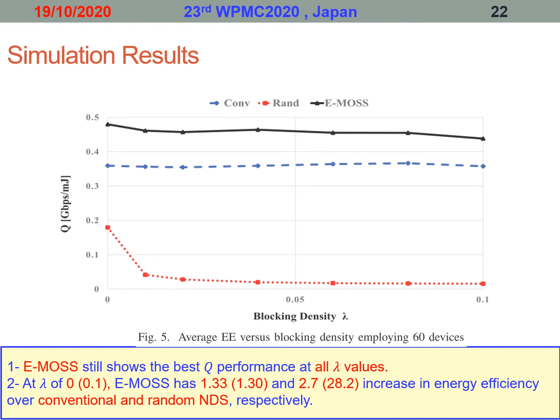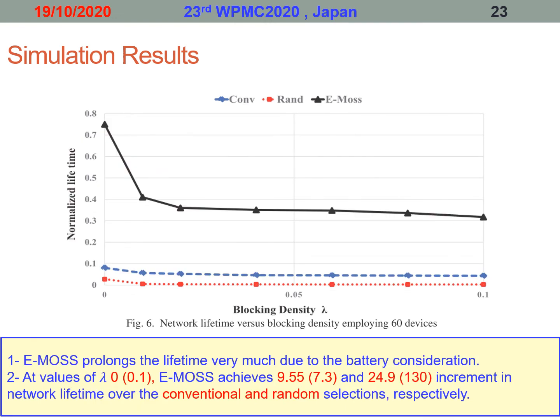Figure 5 discusses the average energy efficiency in gigabit per second per millijoule against the blocking density. As the blocking density increases, the energy efficiency is reduced. The curve shows the superior performance of EMOS over conventional and random selection schemes. The next curve discusses the network lifetime against the blocking density for EMOS and conventional and random selection schemes. As the blocking density increases, the network lifetime is reduced. However, EMOS has a greater network lifetime due to the added battery term in the EMOS equation.